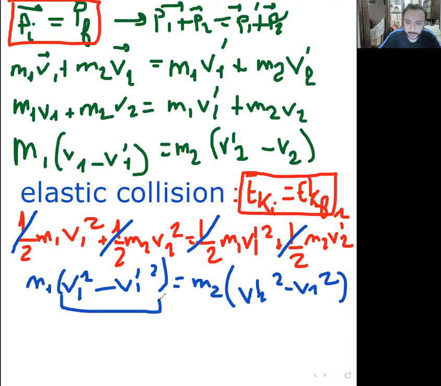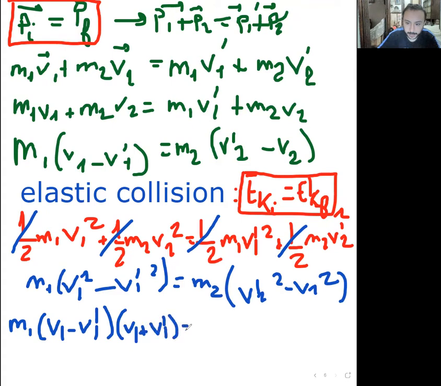So now I have here the formula a squared minus b squared, so it will be a plus b factor of a minus b. So it becomes m1 factor of v1 minus v prime 1 factor of v1 plus v prime 1, and the other one will become v prime 2 minus v2 factor of v prime 2 plus v2.